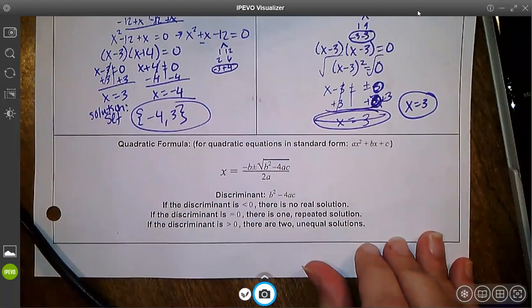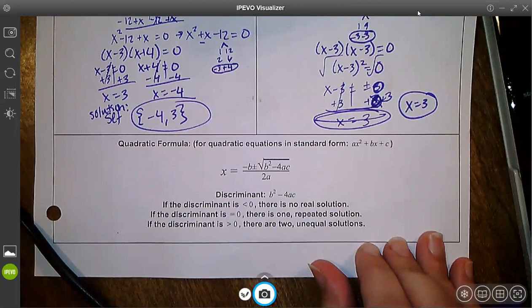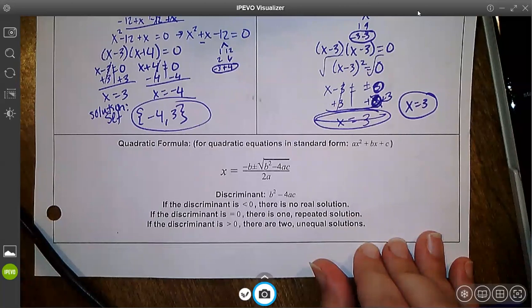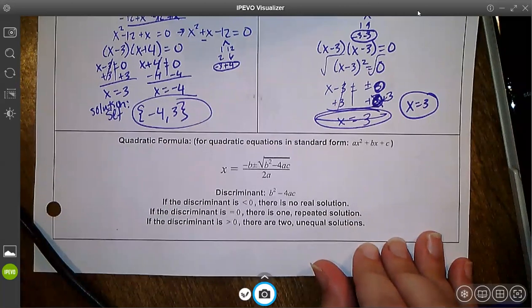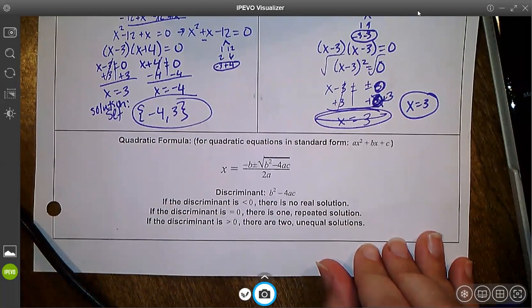The quadratic formula works on every standard form quadratic equation. The discriminant is the part that's underneath the radical, the b squared minus 4ac. If your discriminant is negative, there's no real solution because you can't take the square root of a negative. If the discriminant is equal to 0, then there's one solution. And if this discriminant is greater than 0, then there are two solutions.